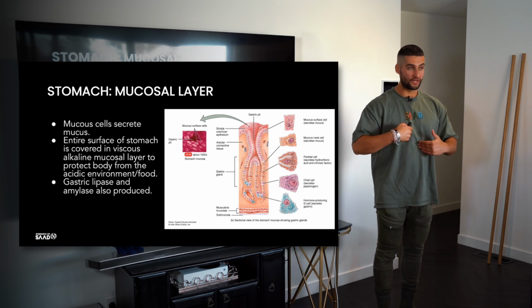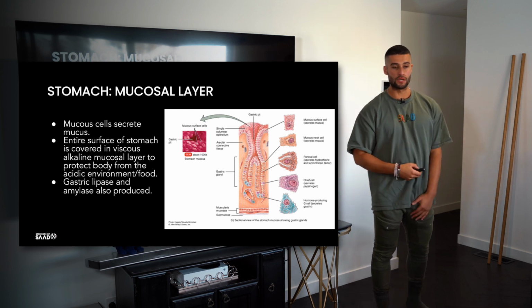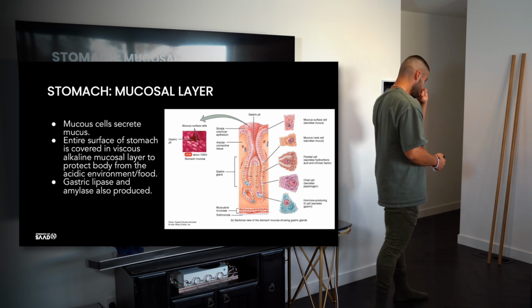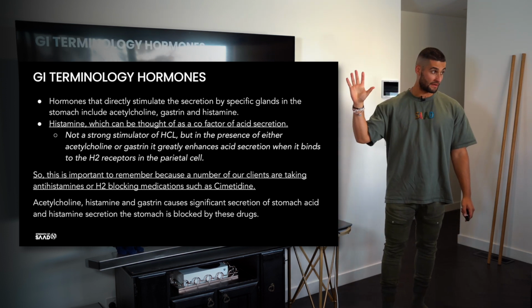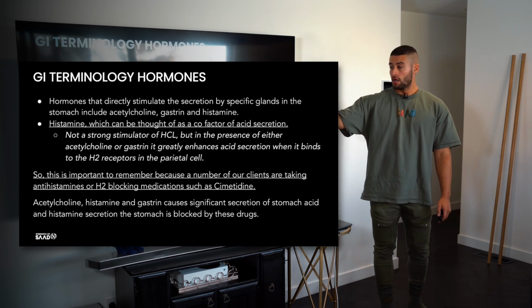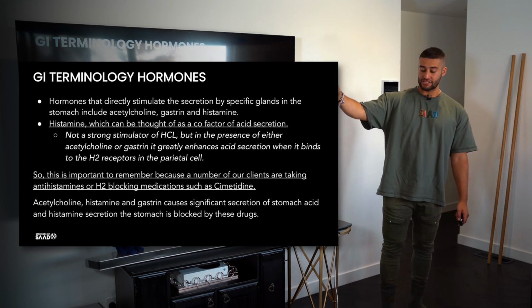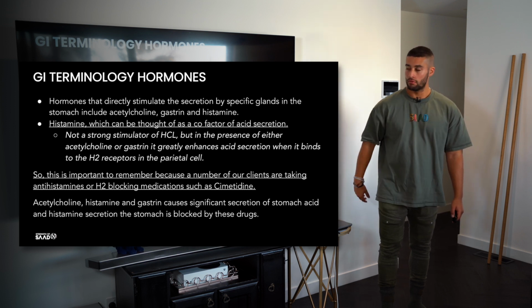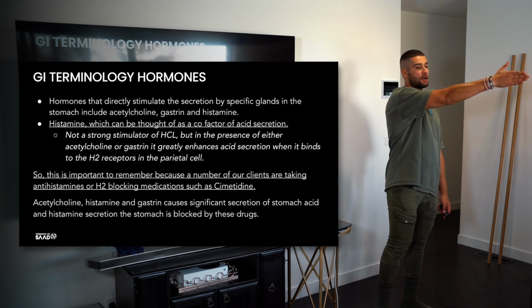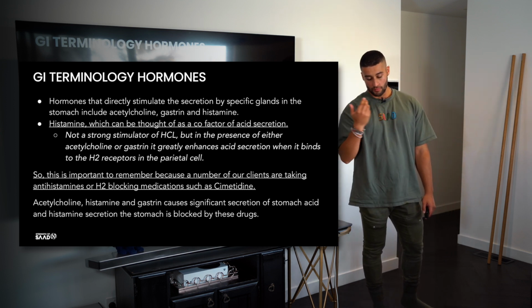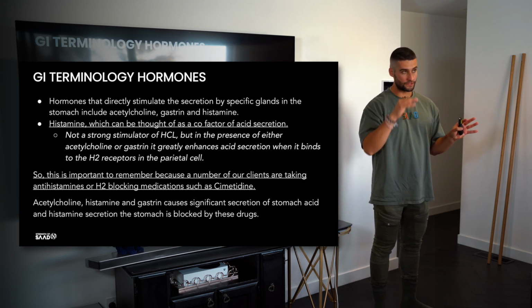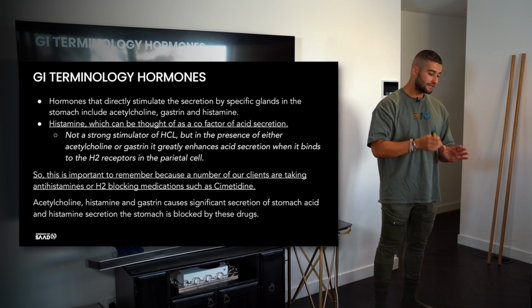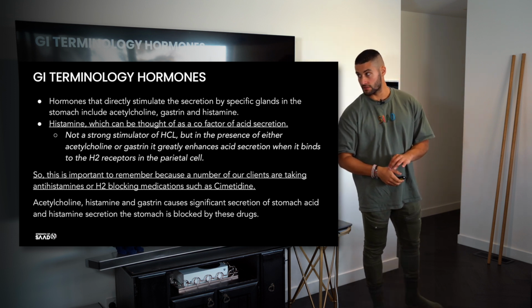One here, one here. We've got a couple of different helpers helping us try to digest food. Hormones that directly stimulate the secretion of specific glands in the stomach include, so our stomach makes hormones, just TLDR: acetylcholine, gastrin, which we know helps make enzymes, and histamine. Ben and I have spoken about histamine at length. We suspect maybe Ben has too much histamine production, which is contributing to a little bit of skin redness now.